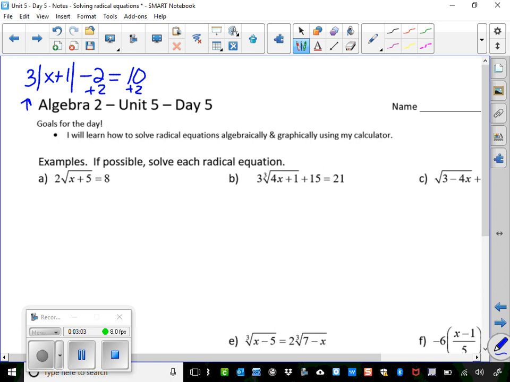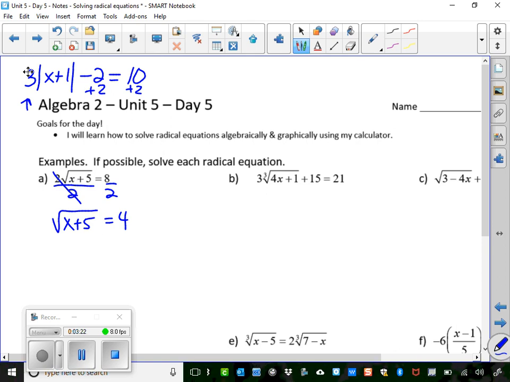This 2 out front here, I need to get rid of it. It's multiplied by the radical, so I'm going to divide. So divide both sides by 2. And so now my problem's clean. I have a square root of x plus 5 equals 4. So now, like I said earlier, when you have a square root, the way to cancel it out, the square and a square root knock each other away. So what we're going to do to get rid of a square root is going to be kind of the opposite thing. I'm going to do a square power. Well, whatever I do to one side, I have to do to the other side.